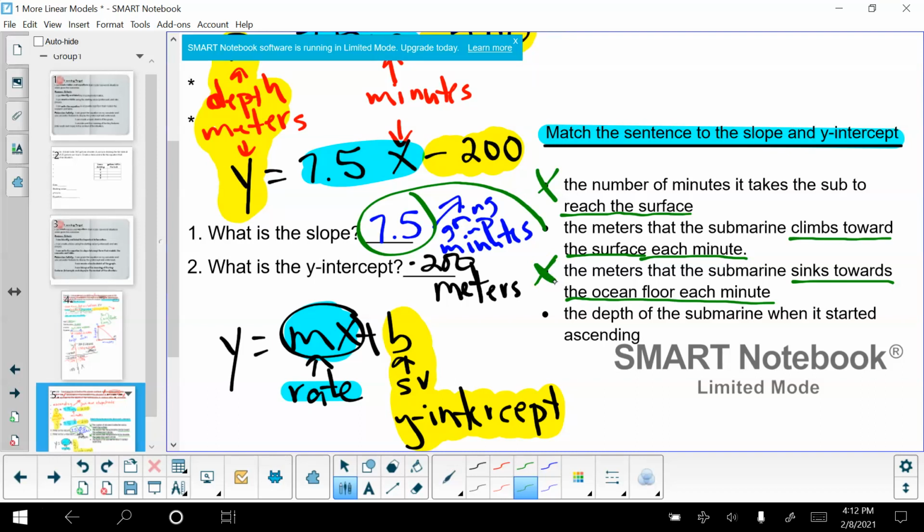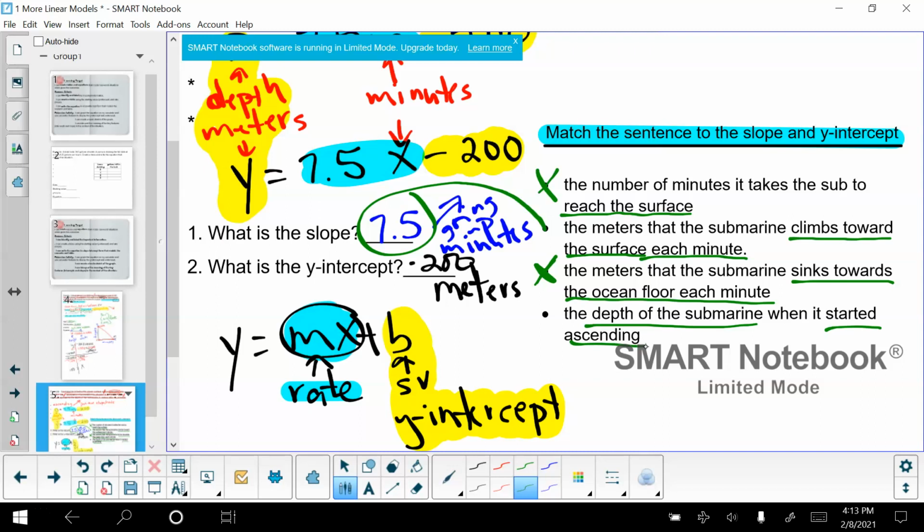It looks like it's probably going to be the last one. It says that the y-intercept is talking about the depth of the submarine when it started ascending. Okay, well that looks good because it's mentioning the depth of the submarine and when it started, and that it's ascending. And we know that the submarine was 200 meters below sea level. That's that negative 200. And it did then start ascending.